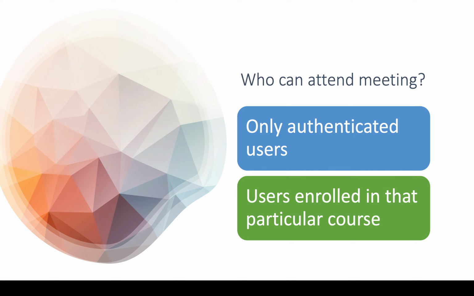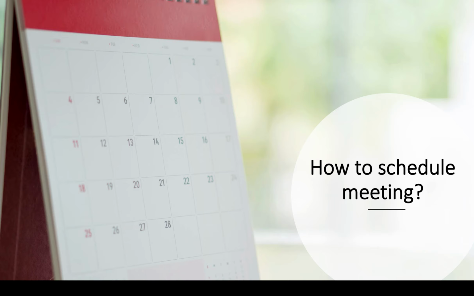The second one, users enrolled in a particular course. The user must be enrolled in that particular course. Let's say a mathematics class 10 live session is scheduled, only students who are enrolled in that mathematics course of class 10 can attend the classes. So you need not worry, any third party or other guest cannot enter your room without your permission. Alright, so these features are good.